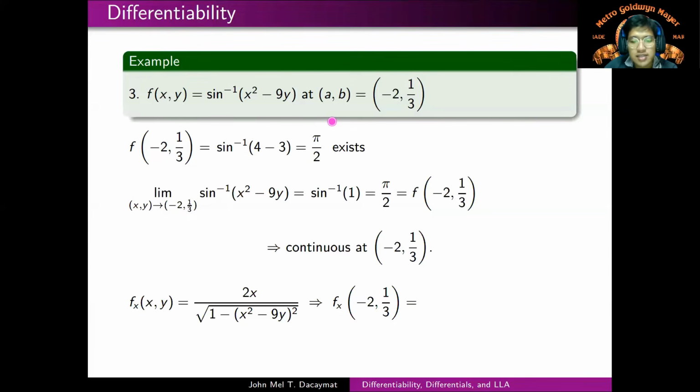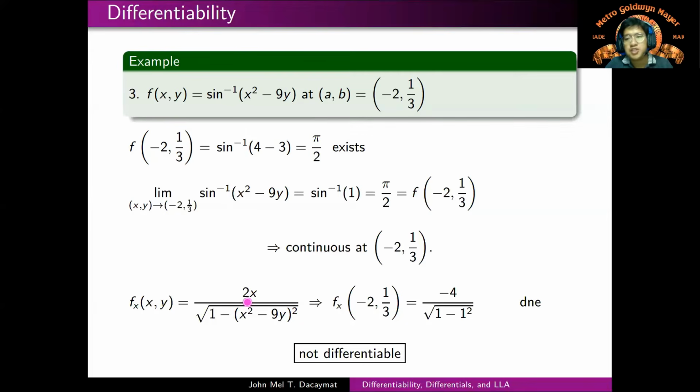So I have to manually check for the first partial at negative 2, 1/3. If I check this, what do I get? No, yung taas magiging negative 4. Yung baba, sabi nga natin yung x squared minus 1 ay nagiging 1. So I have 1 minus 1. So this is non-existent. Okay? So tapos ka na. Now, one of your first partial does not exist. Therefore, it's not differentiable.